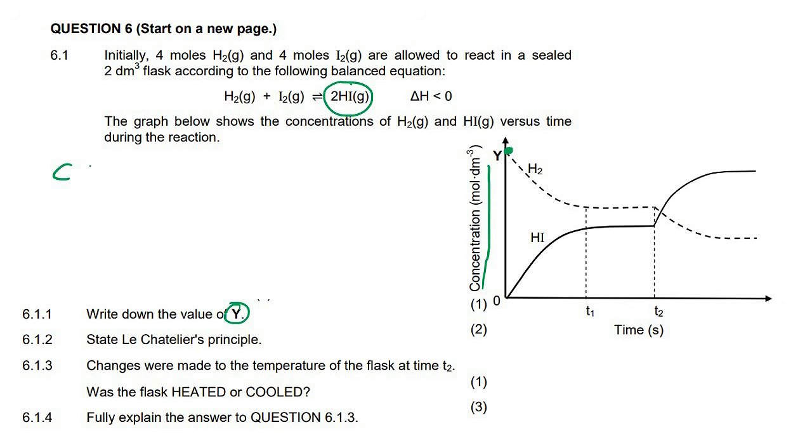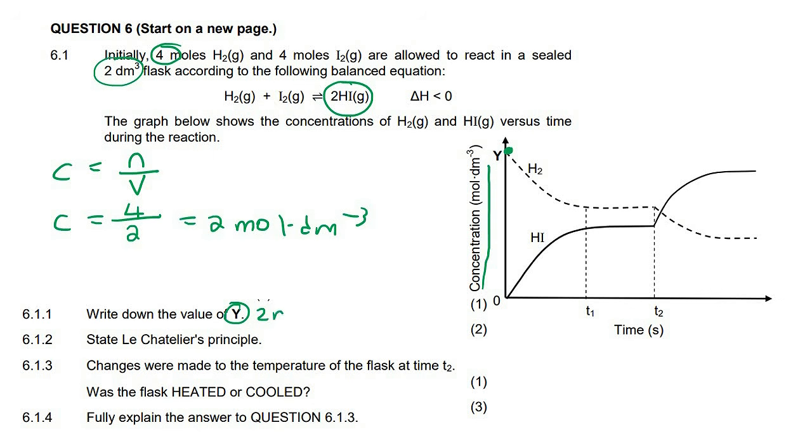Now we know that concentration is equal to n over V. So we know that the starting moles of hydrogen is 4. And we know that the volume of the container is 2. And so that would give us 2 moles per decimeter. So let's just write that down, and we can put it on the graph as well.